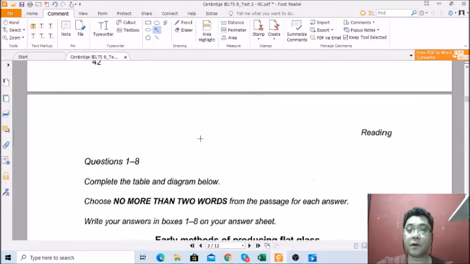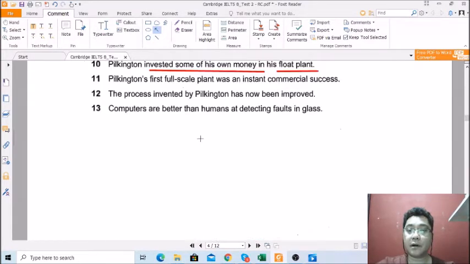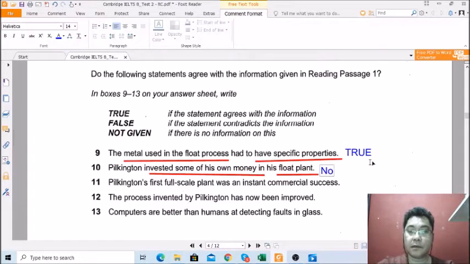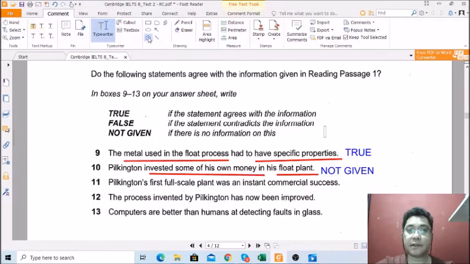And therefore, the answer for this is not given. So do you understand? If not given, we cannot find that information. There is an amount of money, but we don't know where the money is from. So we cannot really suggest where the money is from. So it's all not given.